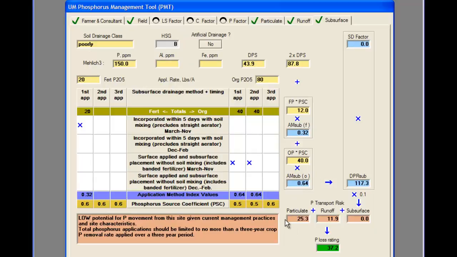The P transport risks for each of the major pathways, particulate, runoff, and subsurface, are then added together to determine the final PMT P-loss rating. In this box to the left, the interpretation and management practices associated with that rating are shown.